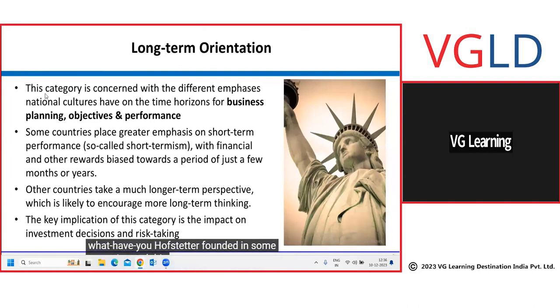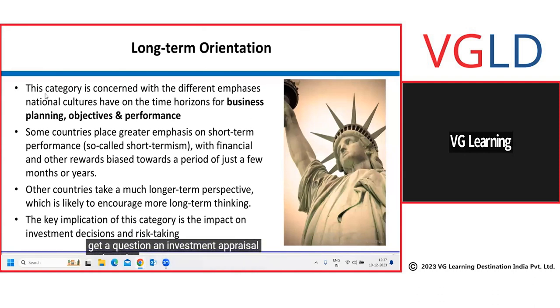Hofstede found that in some countries, and this is still the case, there's much more of a long-term perspective that's taken. And therefore, rewards tend to be more geared around long-term performance. A key link to make between long-term, short-term orientation is with investment appraisal.